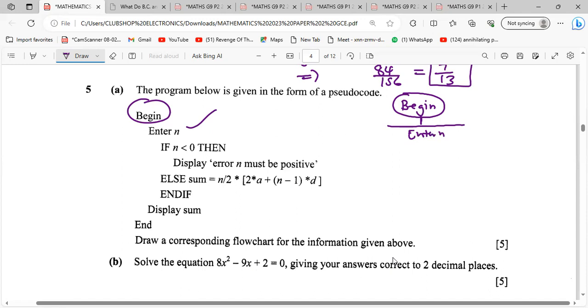Enter in. Enter in with an arrow, of course. Then if is a condition. So as long as there's if, bring a decision box.